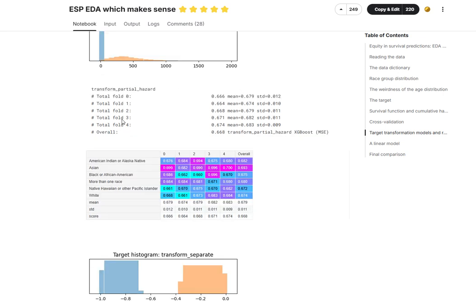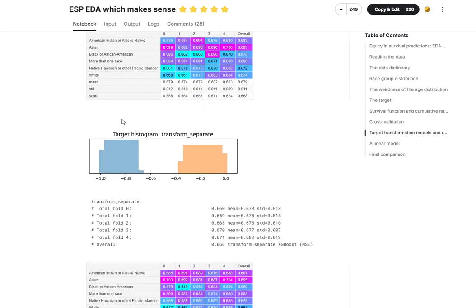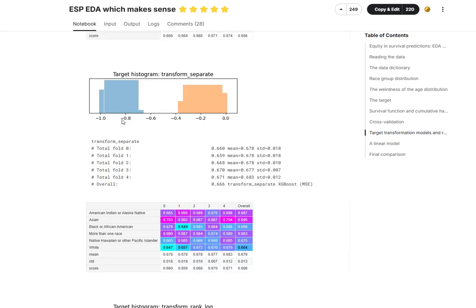Okay, this one is called transform separate, and it does exactly what it says on the tin. It separates the times for patients who had the event, died, from the times for patients who were censored, still alive at the end of the observation period. It does this in a clever way, shifting and ranking the values.